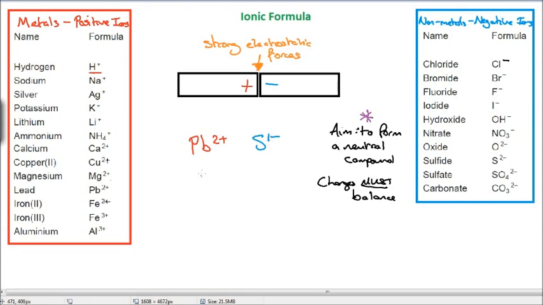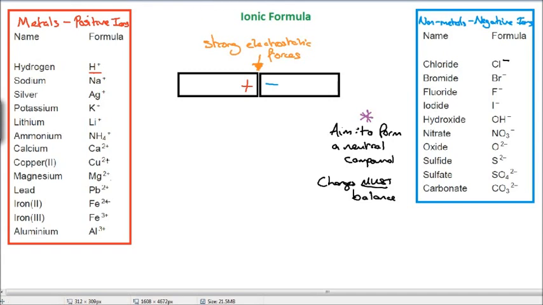So 2 minus 1 is going to give plus 1. We don't want a charge, so we can't have this. We're going to have another sulfide ion. So now over here we've got an overall charge of 2 minus, and over here we've got an overall charge of 2 plus. So that's going to be right for this, isn't it? So the formula for lead sulfide then is going to be PbS2. Easy. Now it becomes slightly more complicated, but not very much more, when we look at groups.